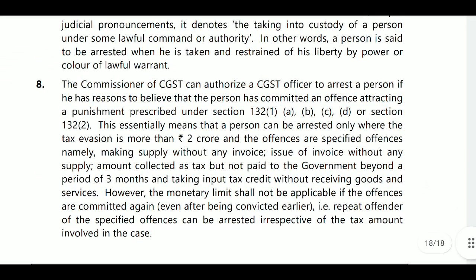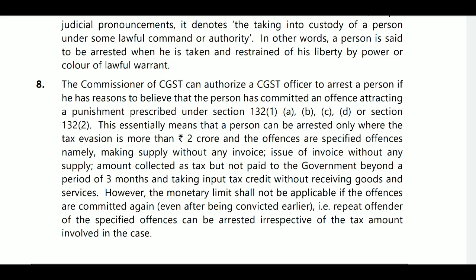The Commissioner of CGST can authorize the CGST officer to arrest a person if he has reason to believe that the person has committed an offence attracting a punishment prescribed under section 132(1) (a), (b), (c), (d) or section 132(2). Essentially, a person can be arrested only where the tax evasion is more than 2 crores. If the tax evasion is more than 2 crores, then he is liable for arrest.